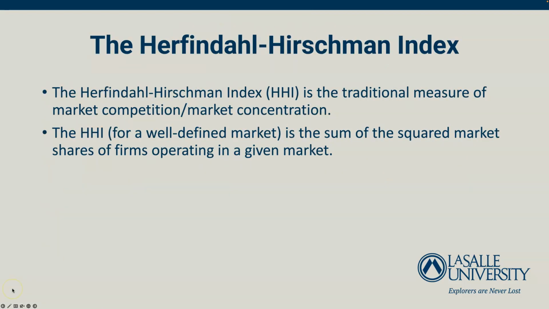So one last tool with regard to market structure, the Herfindahl-Hirschman Index, or HHI, is the traditional measure of market competition or market concentration. This is essentially a measure of whether we have perfect competition, monopolistic competition, oligopoly, duopoly, or monopoly in a given market. The HHI for a well-defined market is simply the sum of the squared market shares of firms operating in that market.